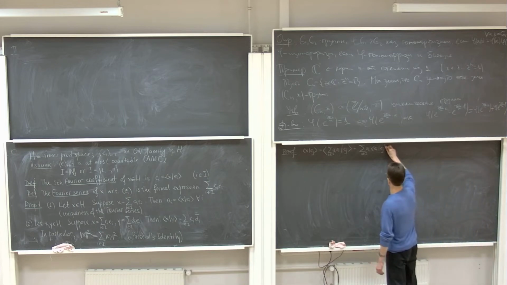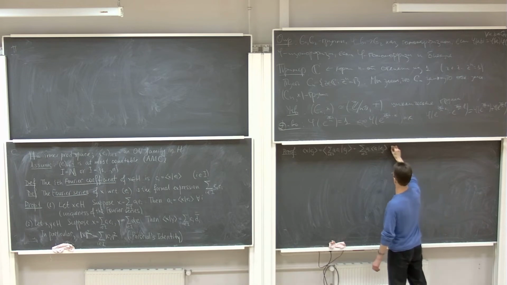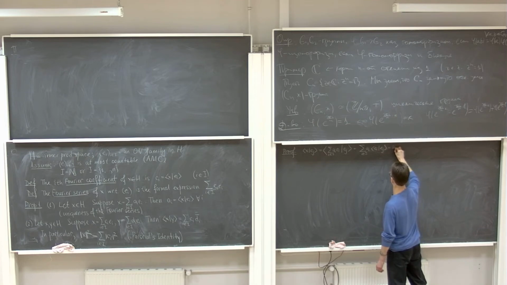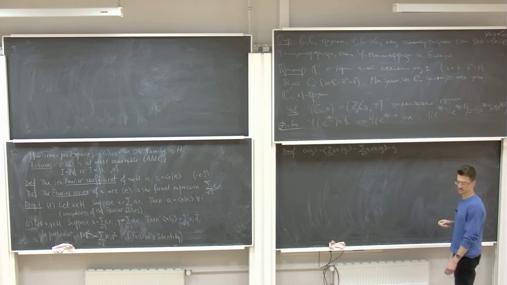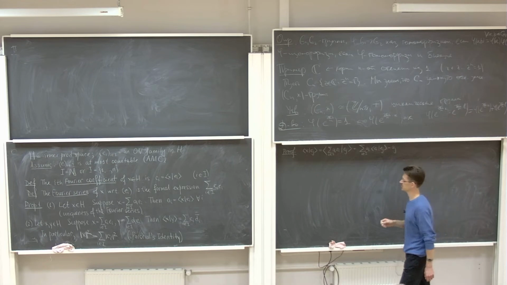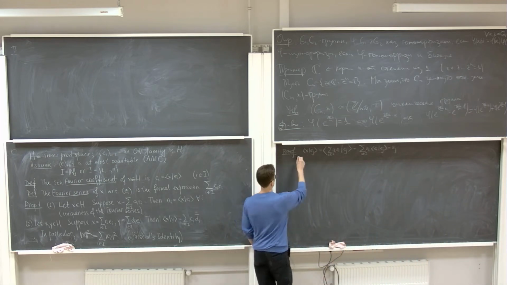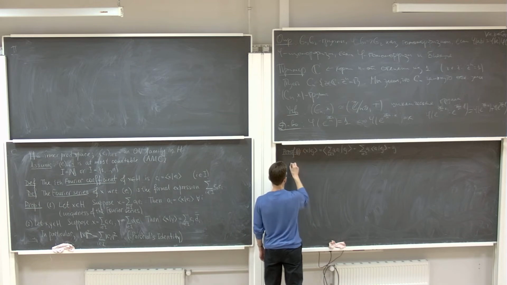Okay, but our family e_i is orthonormal, so only one summand survives, namely the case where i equals j, and eventually we get just a_j. And that's it. So this shows that a_j is just the Fourier coefficient. This proves part 1.